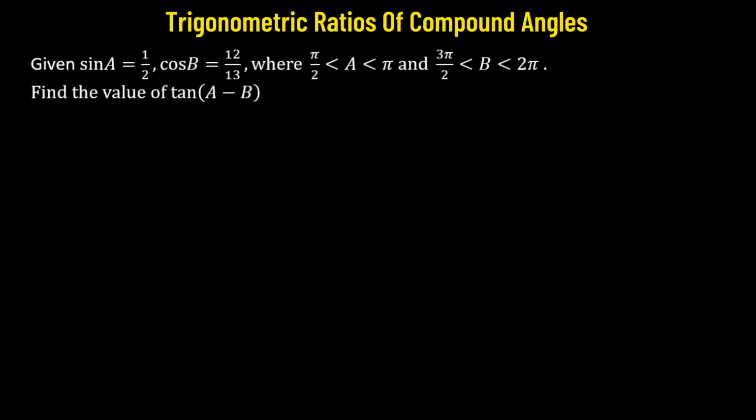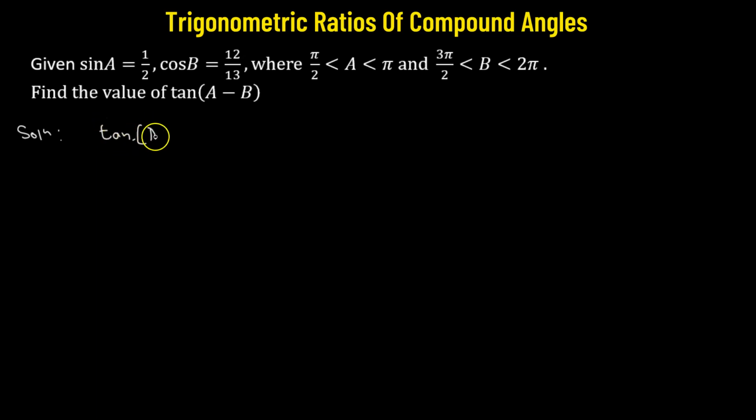So here in this problem, we have two trigonometric functions, sine of A, which is 1/2, and cosine of B, that's 12 over 13. Using this information, we need to find out the value of tangent of A minus B. Fine, so let us begin. So let's first define tangent of A minus B.